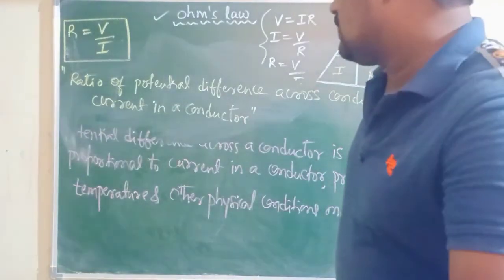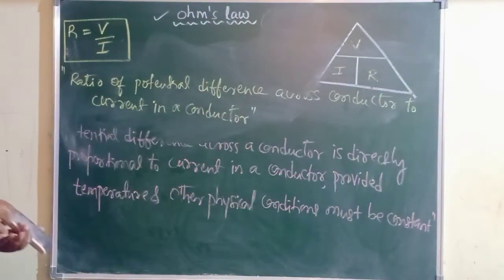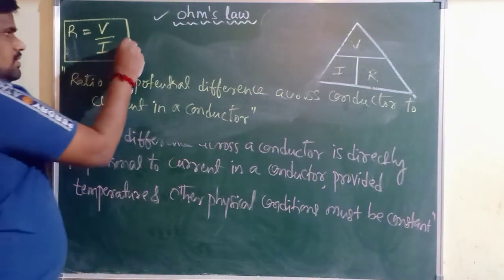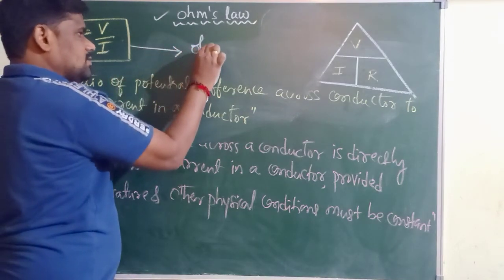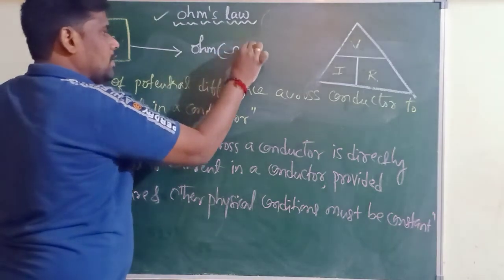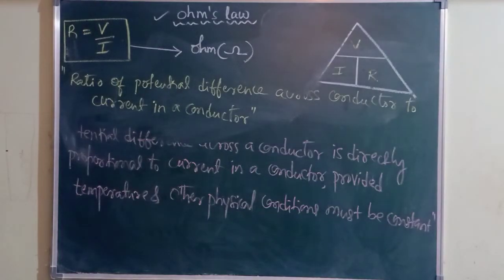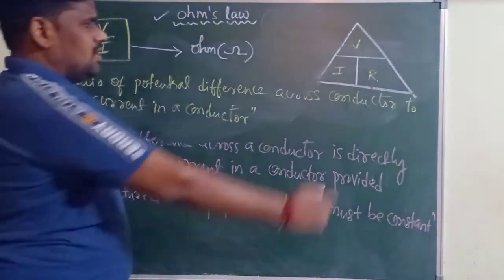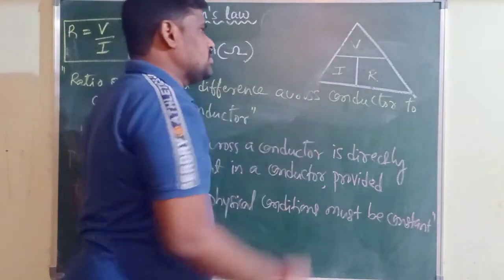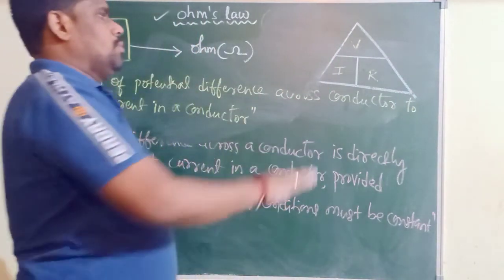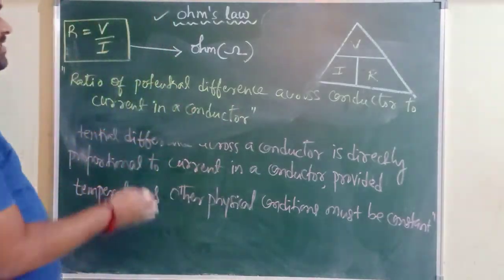What is the SI unit of resistance? Go back to the knowledge of PUC first year, units, dimensions and measurements lesson. The SI unit of the resistance is ohm, denoted by this symbol. What is the SI unit of current? SI unit of current is ampere. What is the SI unit of potential difference? It is volt. Potential difference volt, current ampere, resistance is what?